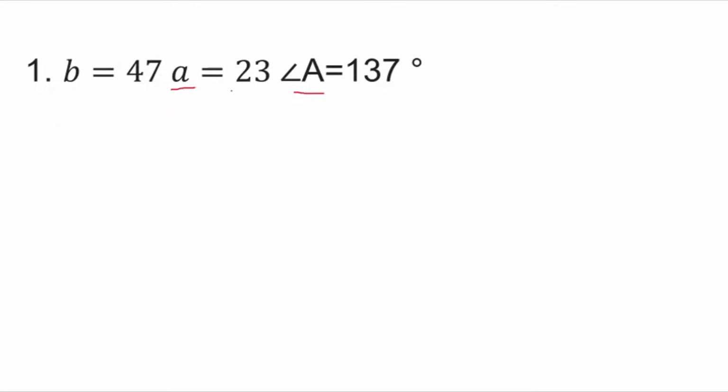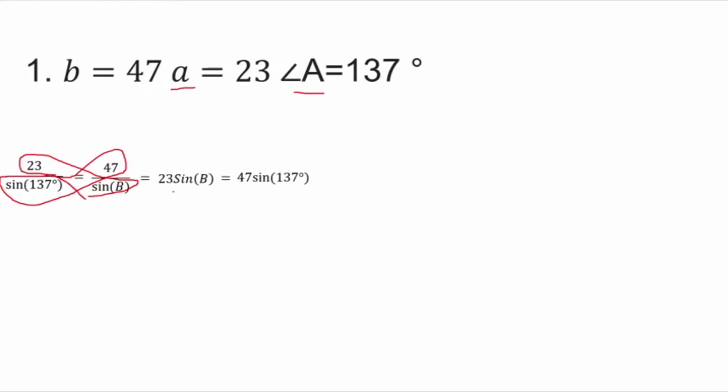So from here, we could do 23 over the sine of 137 degrees equals 47 over the sine of B. Then we could cross multiply 23 by sine of B, and also cross multiply 47 by sine of 137. The main goal here is to have B by itself, so we will divide by 23, and as well on the other side, because what you do on one side, you have to do on the other side.